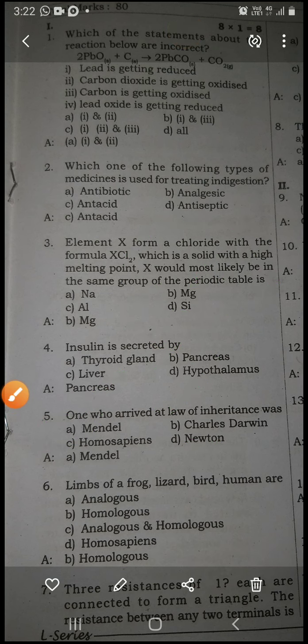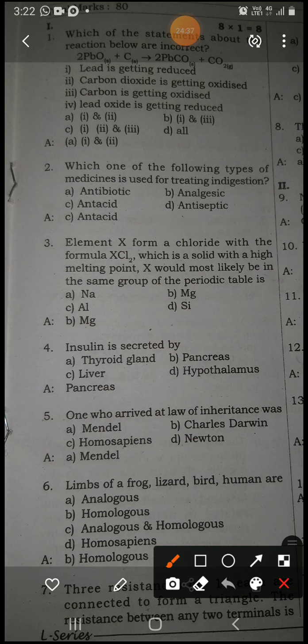Got it. So the next question is, limbs of a frog. This is also biology. Limbs of a frog, lizard, bird, and humans are, the options being analogous, homologous, analogous and homologous, and Homo sapiens. Homo sapiens is only related to the human being, so it is not the right answer. The right answer will be homologous, that is option number B.